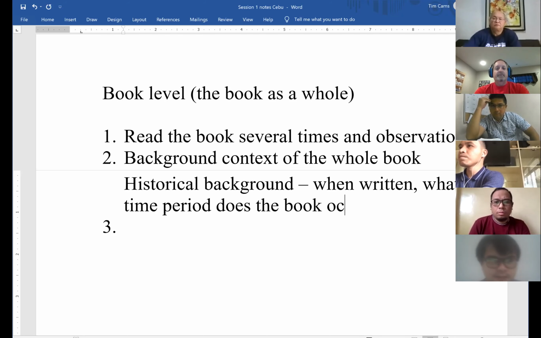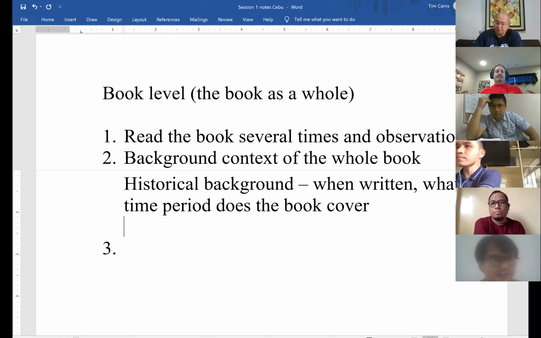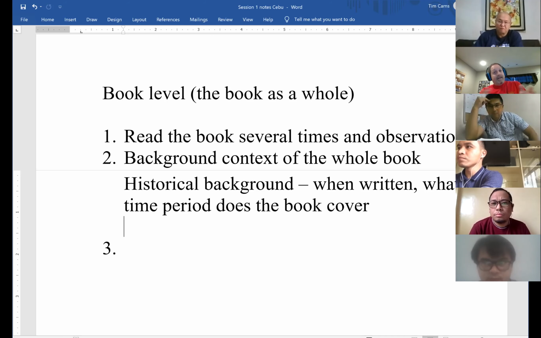So, for example, for the book of Ruth, the time period that the book covers is the time of the judges. Remember the first line of the book, in the days when the judges judged. But the book was written after that, because it describes David at the very end of the book. So we know that it was written at least in the days of David, maybe even after that.